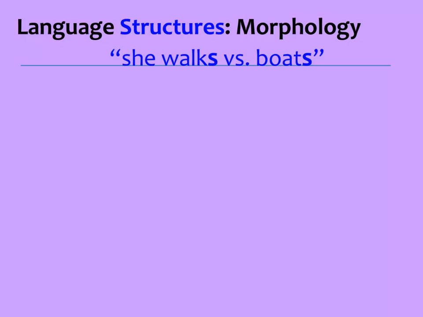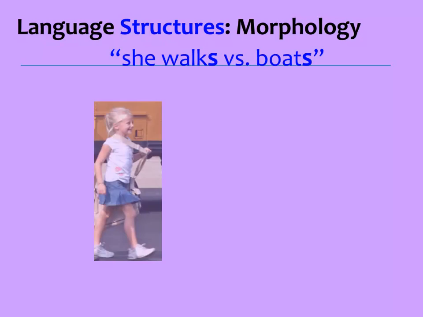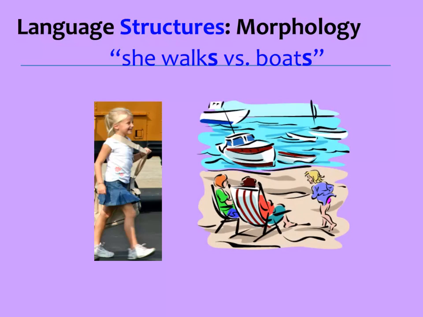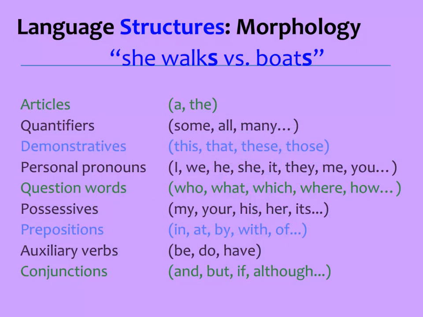Morphology represents units of meaning. This is more than just words. For example, let's consider the statement, she walks. The S at the end of walks is a morpheme because it indicates third-person singular. In the word boats, the meaning of the S is more than one boat. Morphology also includes articles, quantifiers, demonstratives, personal pronouns, question words, possessives, prepositions, auxiliary verbs, and conjunctions.